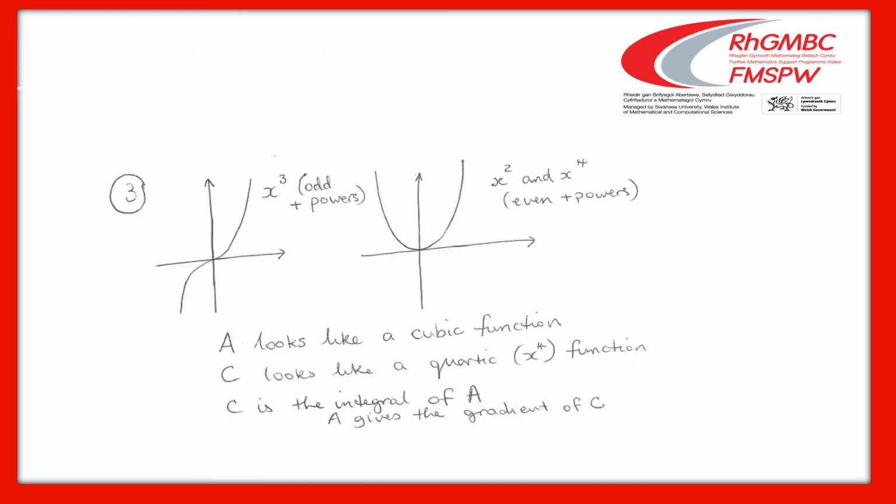So just recapping here the shape of x cubed and x to the power of 4, it looks like a is the cubic function and c is a quartic, or x to the power of 4, function. So this would imply that c is the integral of a, and also that a is the gradient of c. If you integrate x to the 4th, as you know, you get 4x cubed. So that's one pair identified.